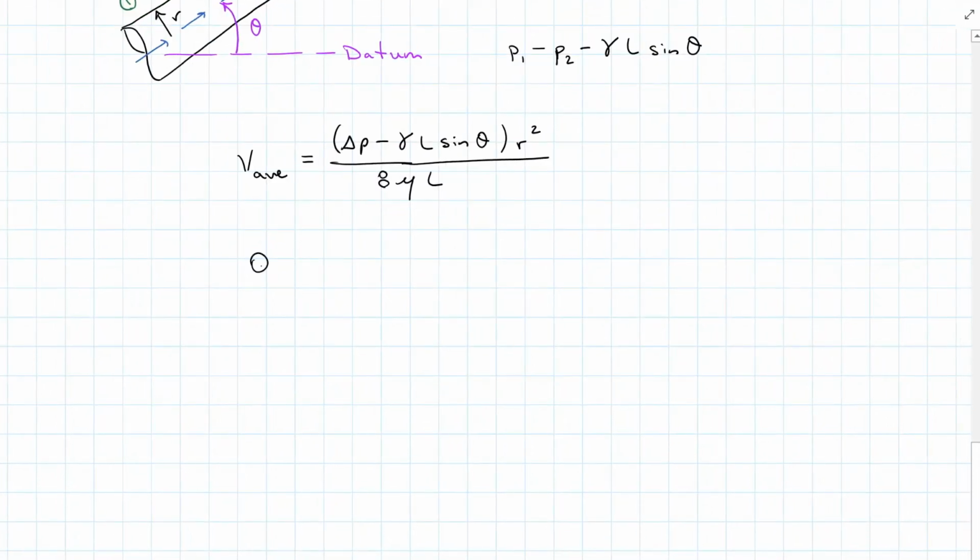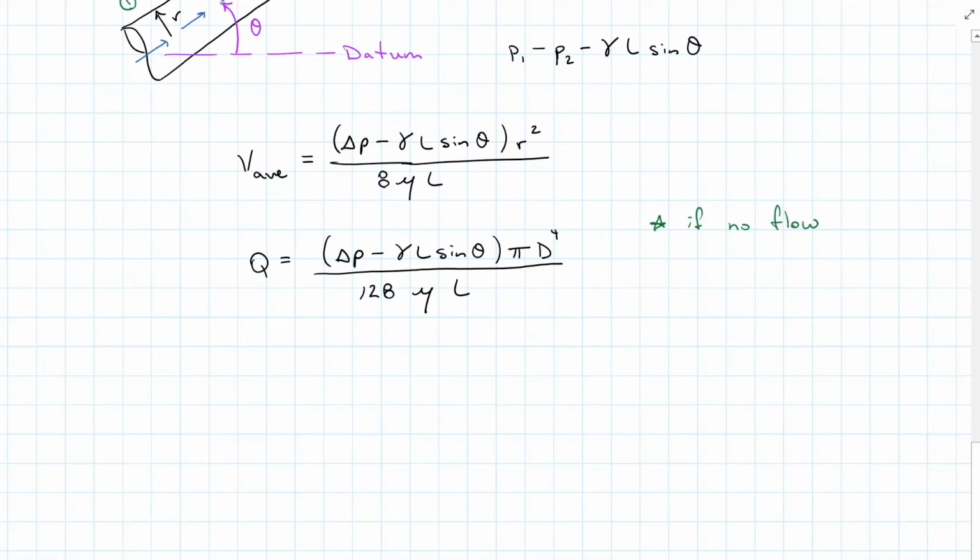Putting this in terms of flow rate, we will have the change in pressure, the weight of the fluid in the pipe, pi times the diameter to the 4th, all over 128 viscosity and length. If we don't have any flow in the pipe and we've just got a stagnant closed off pipe, that means that the change in pressure is just going to be the weight of the water in the pipe.